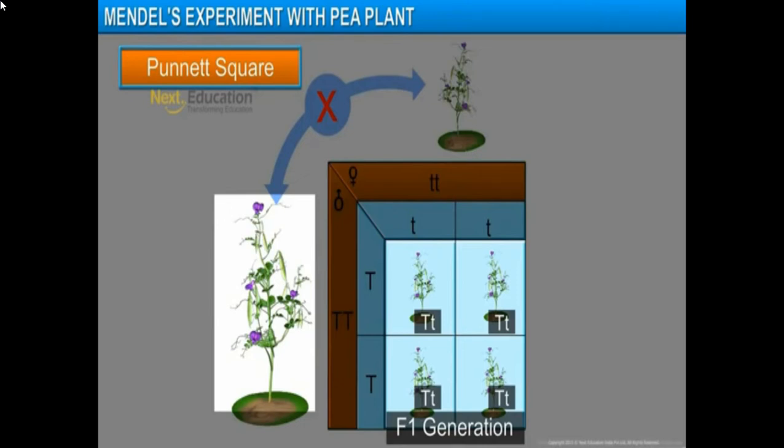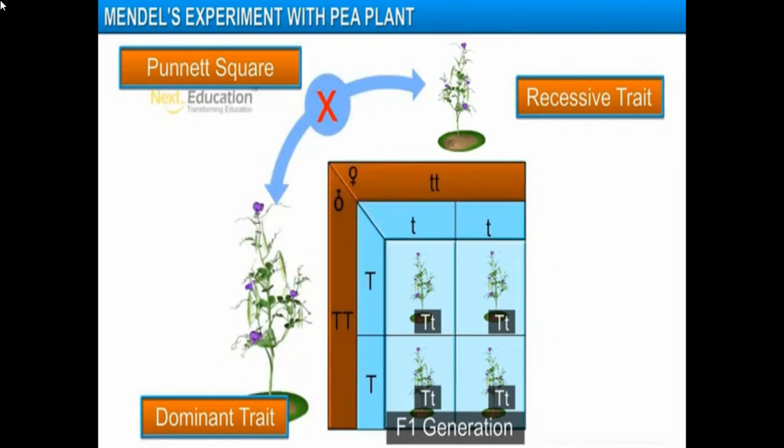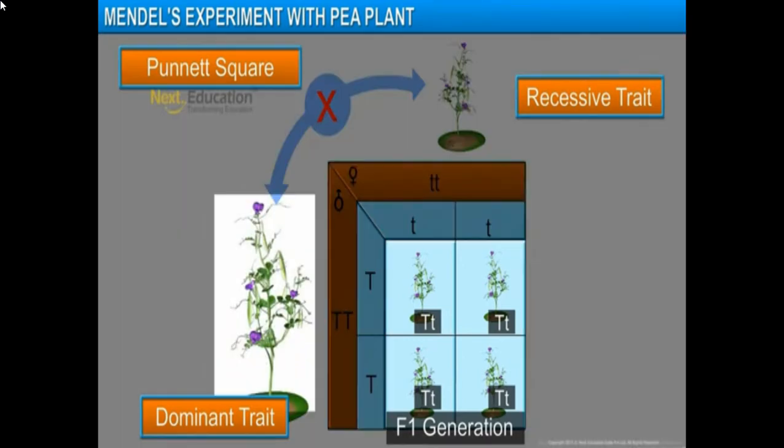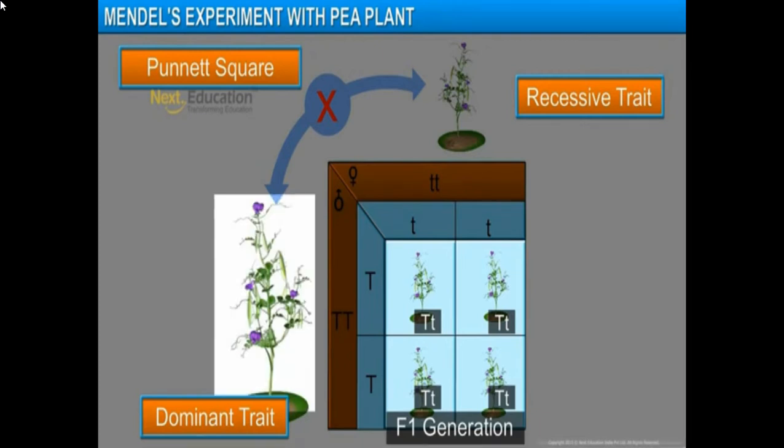The trait which is visible in F1 generation is called the dominant trait, and one which remains suppressed is known as the recessive trait. Here, tallness is the dominant trait and shortness is the recessive trait. All the F1 plants were tall, Tt, as that of the parent tall plant phenotypically.